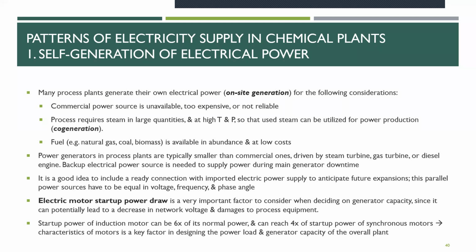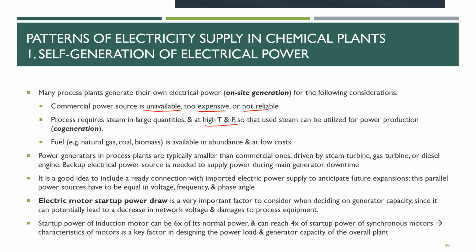First, the commercial power source is unavailable, or maybe too expensive or not reliable. So it is preferable to develop our own on-site generation of electrical power. The second thing to consider is that the process requires steam in large quantities at high temperature and pressure. That used steam can be utilized for power production, or what we call cogeneration. We have learned about cogeneration in the previous course materials.